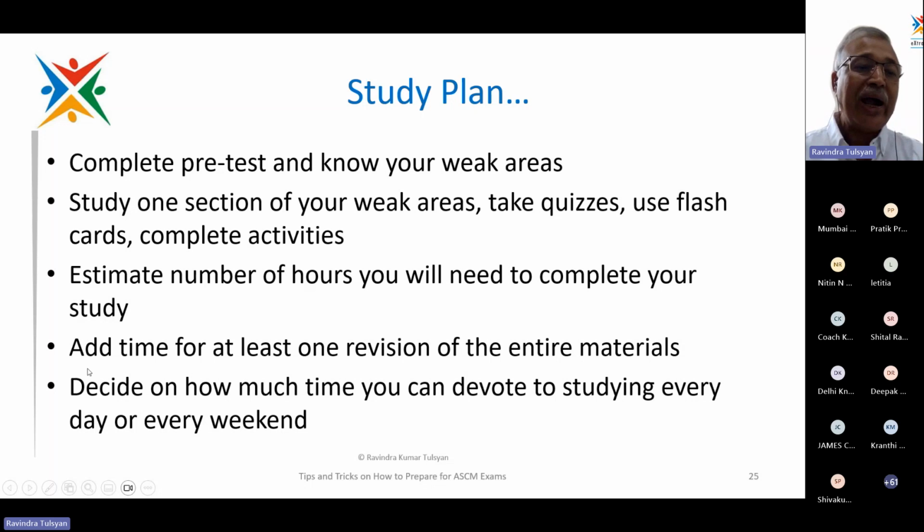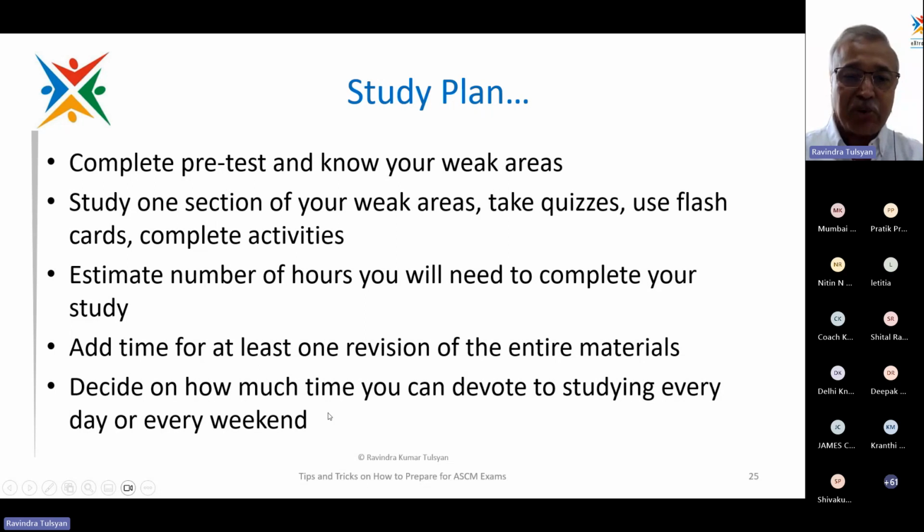And also add a second revision for the entire material, and then you calculate how many hours you will need, and then you add some buffer. Then you decide how much time you can study every day. Some people can't spend time every day. They spend weekends.